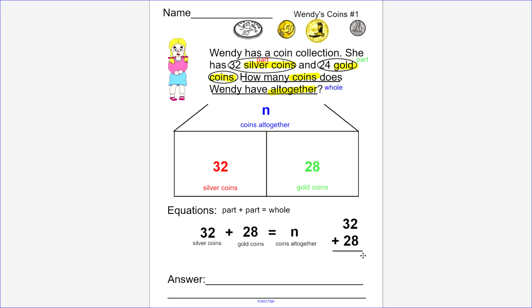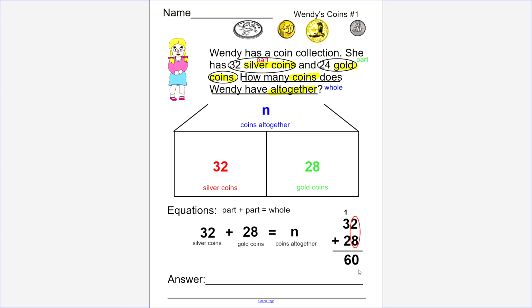Ooh, I noticed that 2 plus 8 is an easy 10. It makes a 10, so I'm going to regroup that 10 to the tens place. That will leave me with 0 ones and one more 10, like this. I know that 1 plus 3 plus 2 is 6, so I have 0 ones and 6 tens. My answer to 32 plus 28 is 60.